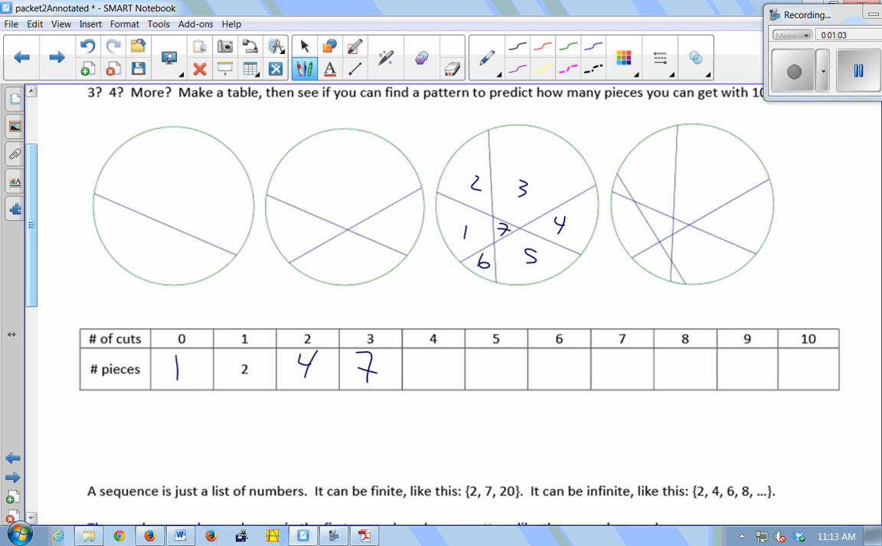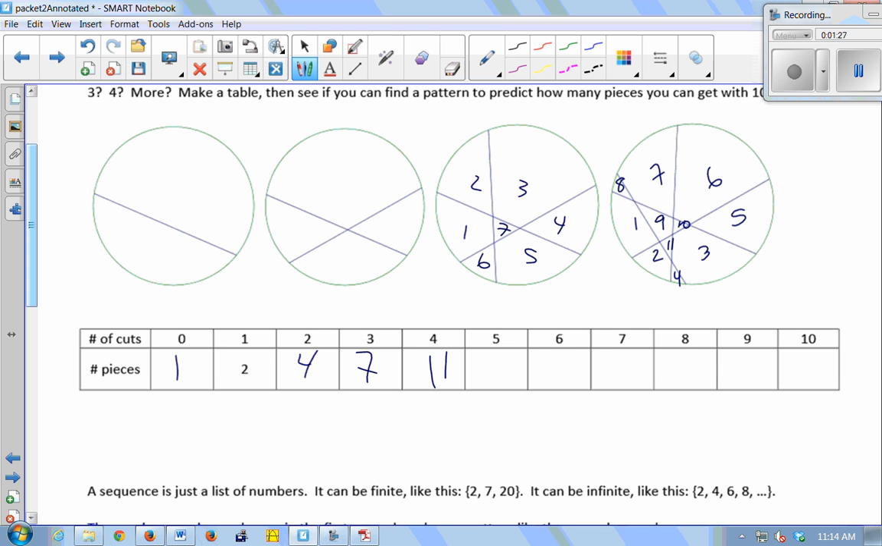Okay. How about with 4 straight cuts, like I did in that other piece? In this last piece, I have 4 straight cuts. 1, 2, 3, 4, 5, 6, 7, 8, 9, 10, 11. 11 pieces of cake. Okay.